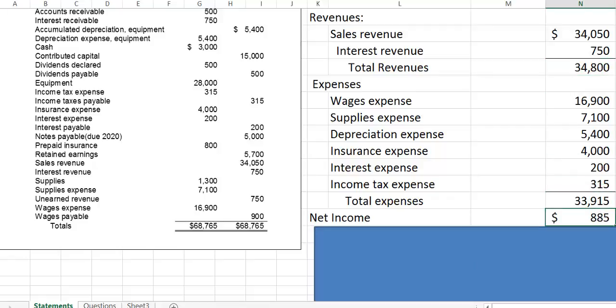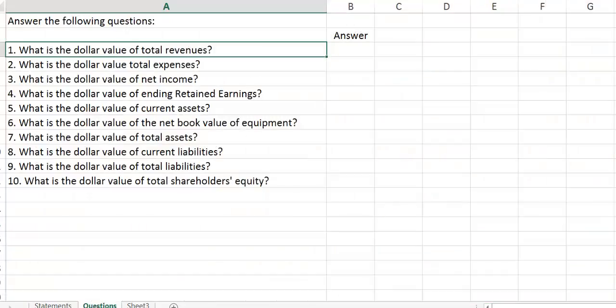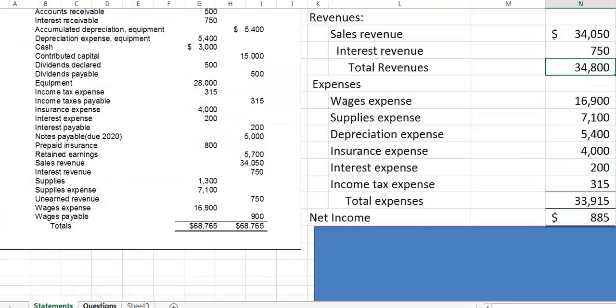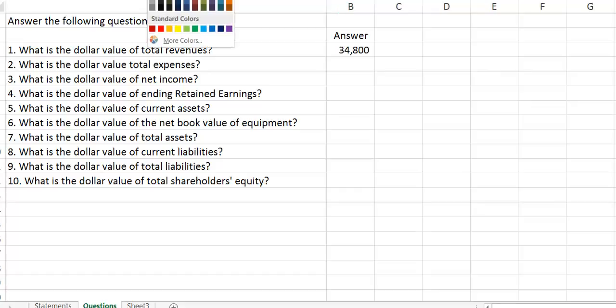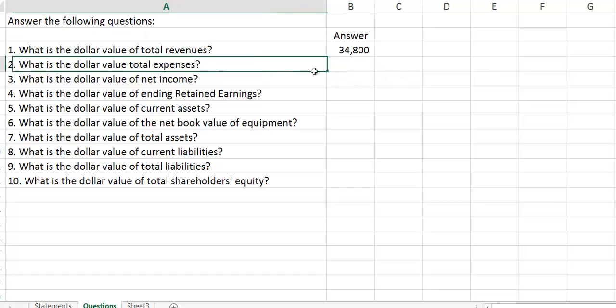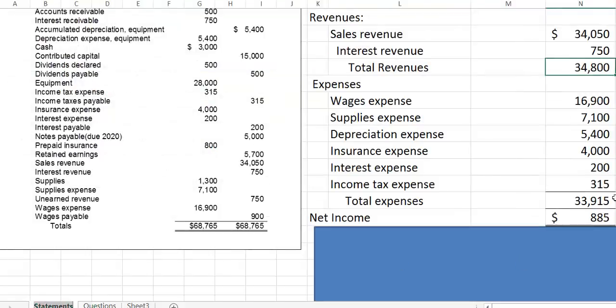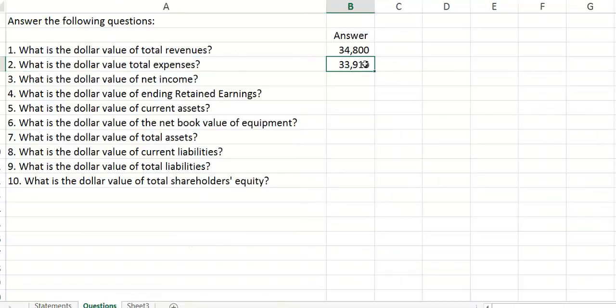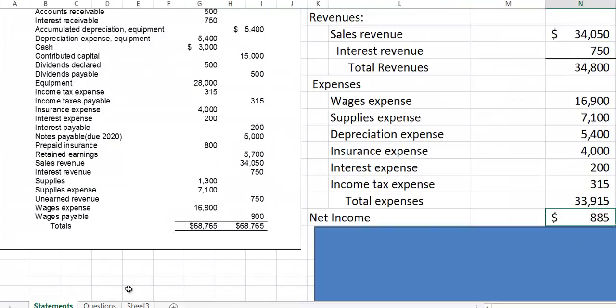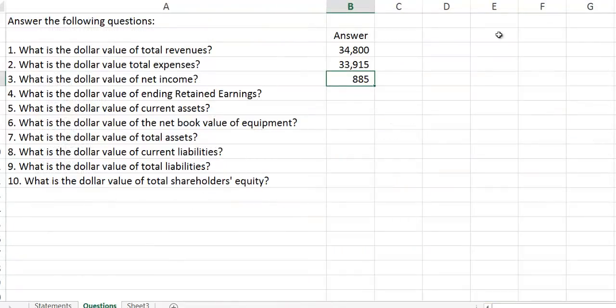So we're going to total our expenses and subtract that from total revenues in order to get net income of $885. Now, I've got a tab here for questions. So I've asked you to tell me, from what you've produced so far, what are the total revenues? Well, total revenues would be right here, $34,800. Total expenses, well again, we've got total expenses here of $33,915. So this is just making sure you know how to read your own statements. Net income would be the difference between total revenues and total expenses, and that is $885.